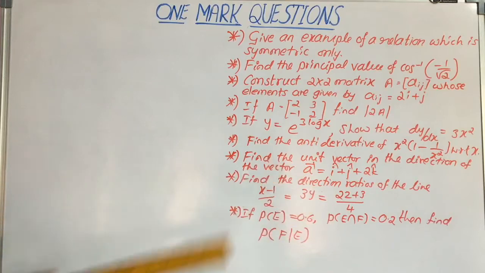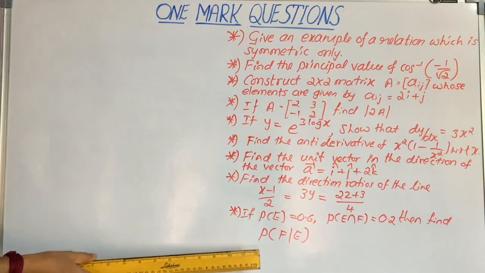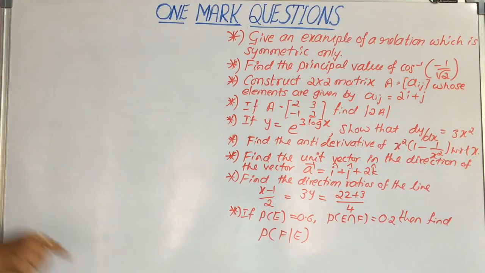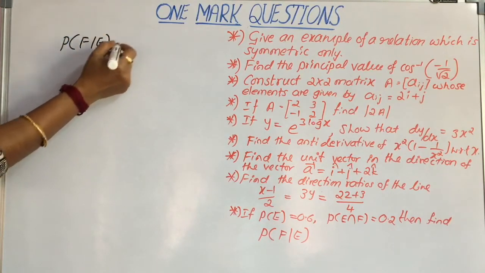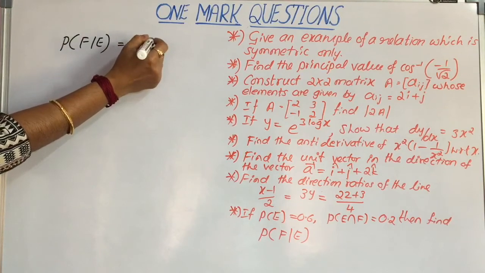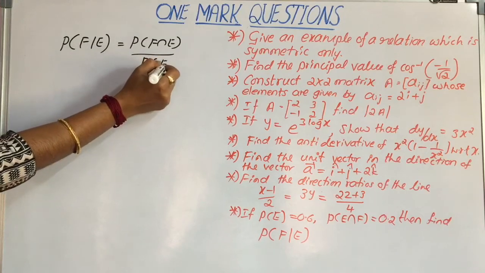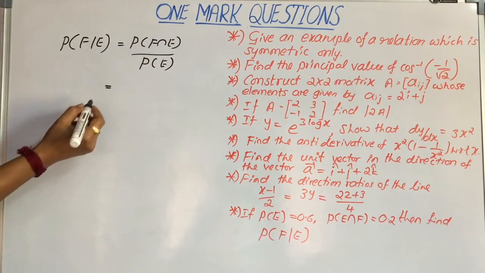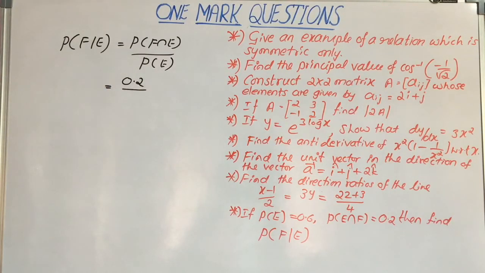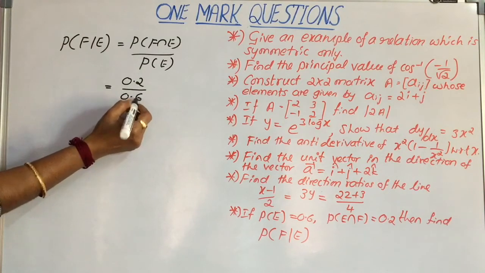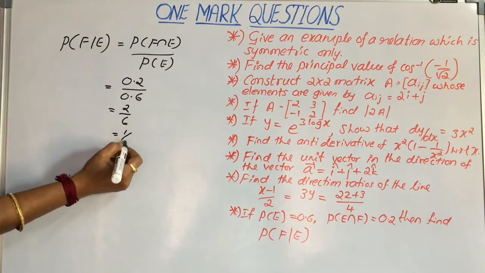Probability of E equal to 0.6 and probability of E intersection F equal to 0.2. Then find the probability of F given E. We know that probability of F given E is equal to probability of F intersection E divided by probability of E. That is, probability of F intersection E, it is given 0.2, divided by probability of E, that is also given, 0.6. So this is 2 by 6, that is 1 by 3.